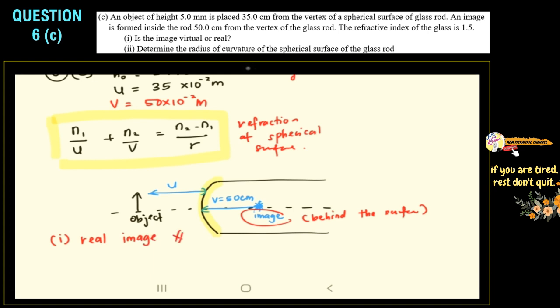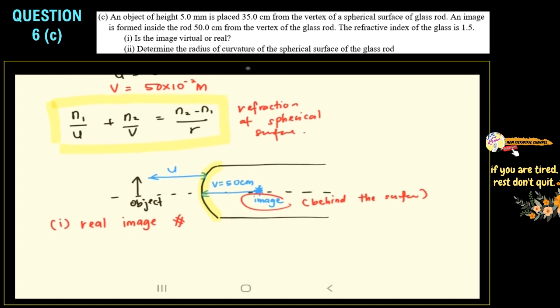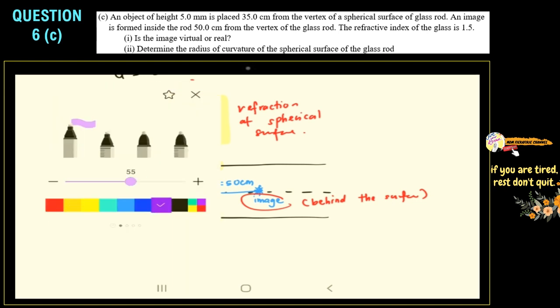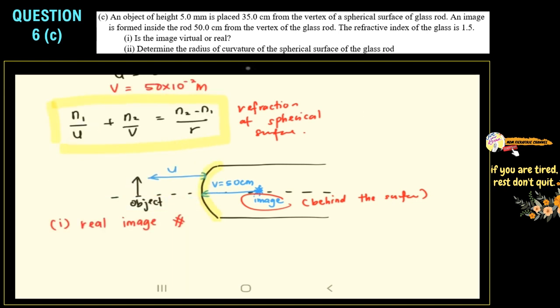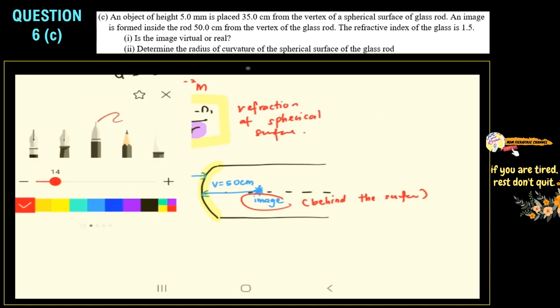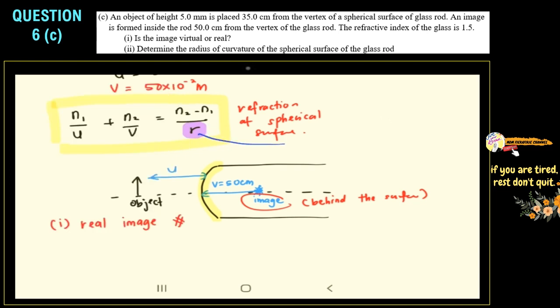Okay, so the answer is real image. And now we want to determine the radius of curvature of the spherical surface of the glass. Remember the equation of refraction at a spherical surface, where R is the radius of curvature. Okay, so let's calculate R now.